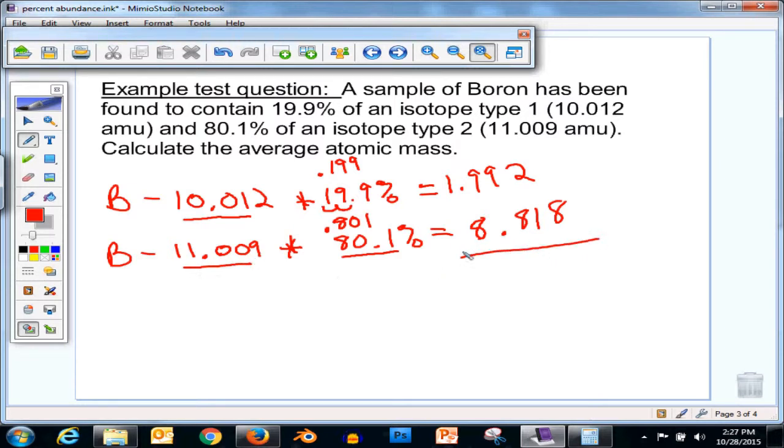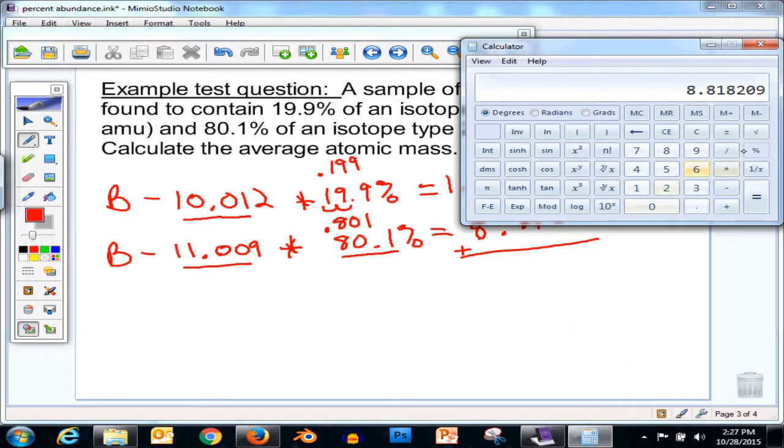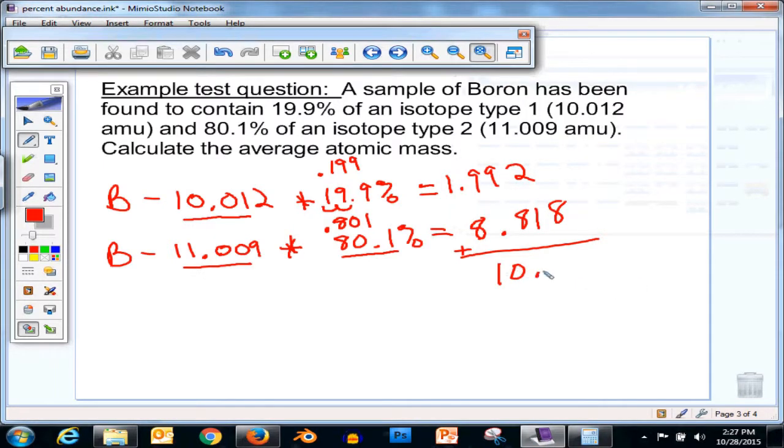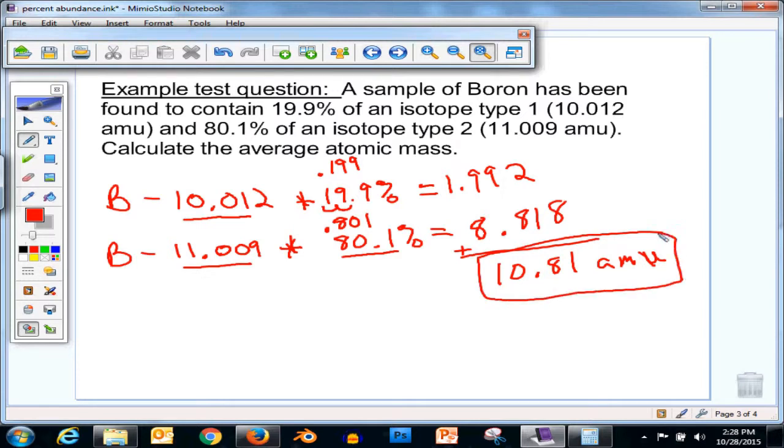Next thing I'm going to do is add these two numbers together. All the numbers here I'm going to add together. So just enter it in the calculator, so plus 1.992 equals 10.81 AMU, atomic mass unit. And if we look on our periodic table, you're going to see that that is the mass that we have on the periodic table. Okay, pretty cool. Let's try another one.